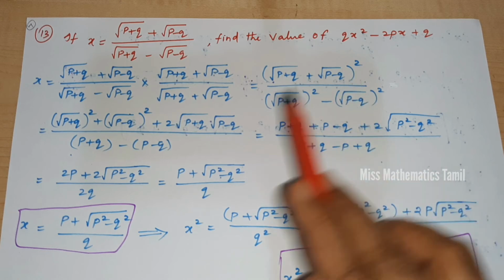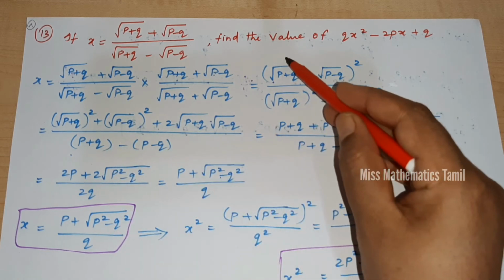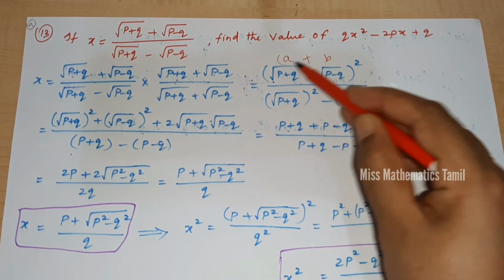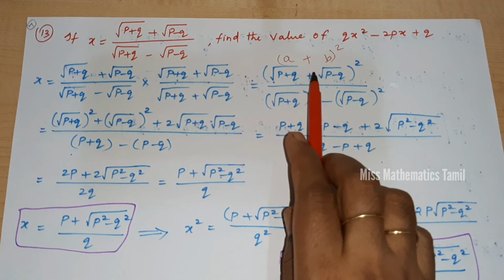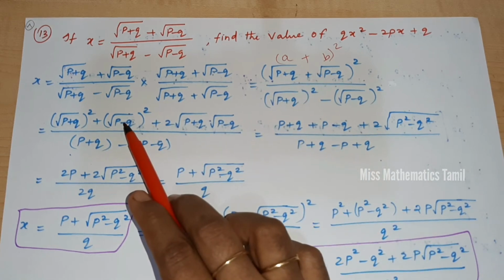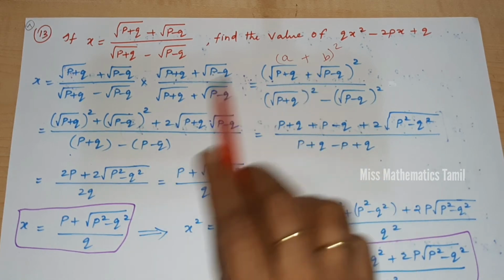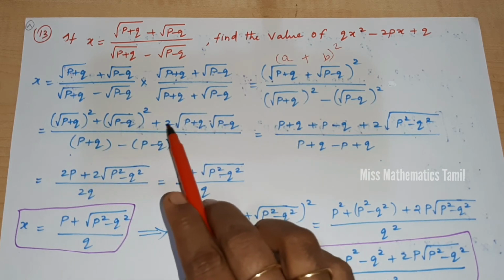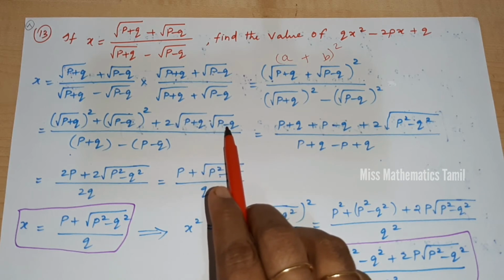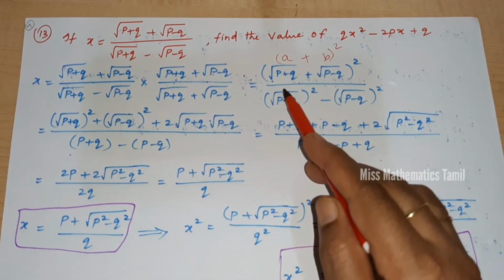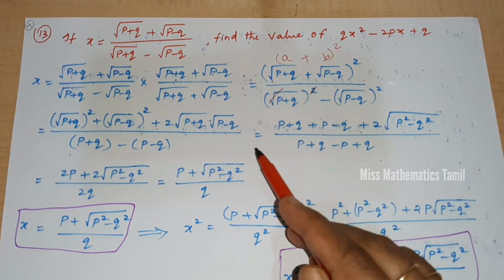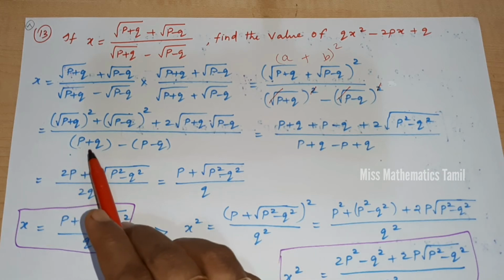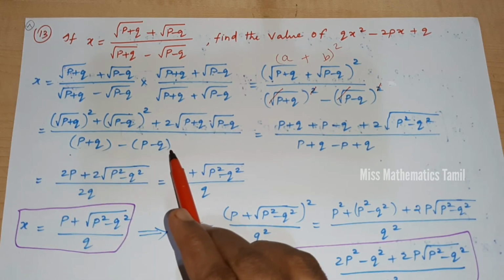Okay, after this see carefully, this portion is a, this portion is b. So a plus b the whole square identity we are following for the numerator. According to that identity, I am expanding this. See, a square, this one is b square plus 2ab. Right? In the denominator, see, here root and here square cancel. Same thing here also. So, p plus q minus p minus q.